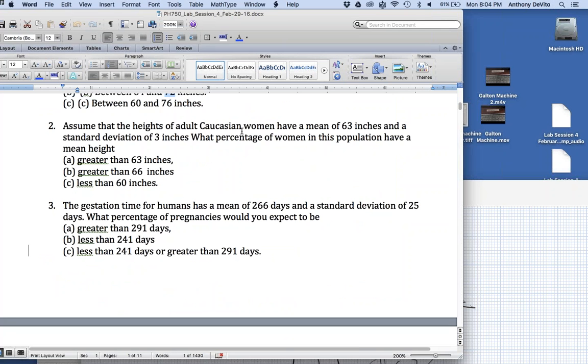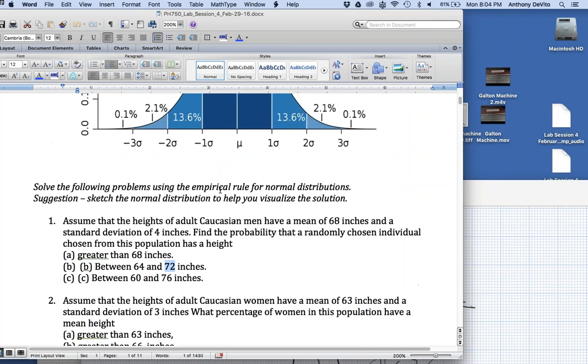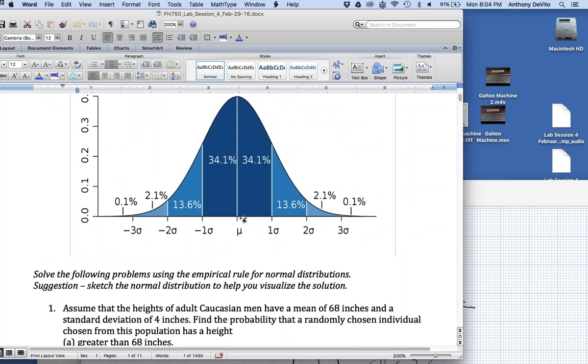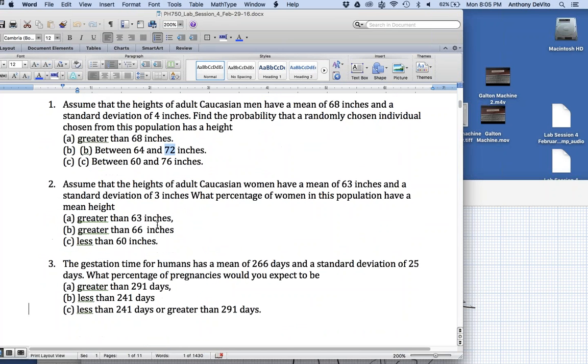Assume that the heights of adult Caucasian women have a mean of 63 inches and a standard deviation of 3 inches. What percentage of women in this population have a height greater than 63 inches? 50%, again, because that's the mean. Greater than 66 inches? So what would 66 inches be here? How many standard deviations above the mean would 66 inches be?